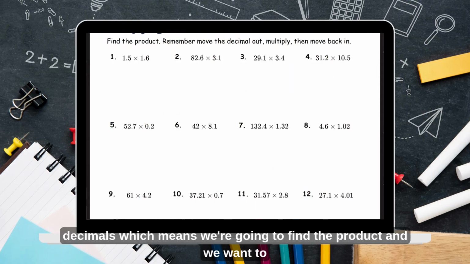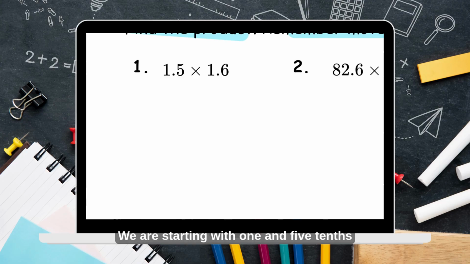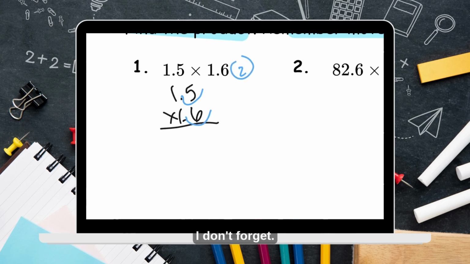Okay, we're multiplying decimals, which means we're going to find the product, and we want to remember to move the decimal out, multiply, and then move it back in. We are starting with 1 and 5/10 times 1 and 6/10. So I'm going to move the decimal out of the way 2 times, and I like to make a little note to myself so I don't forget.